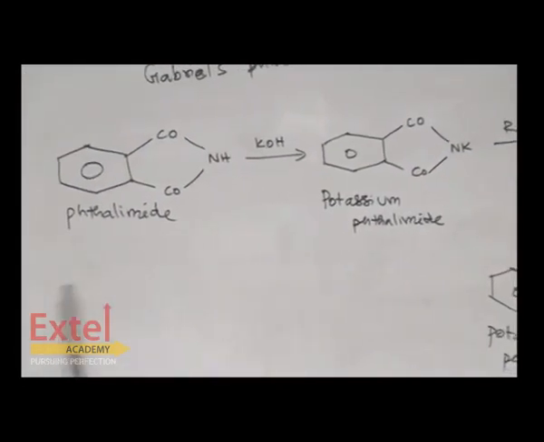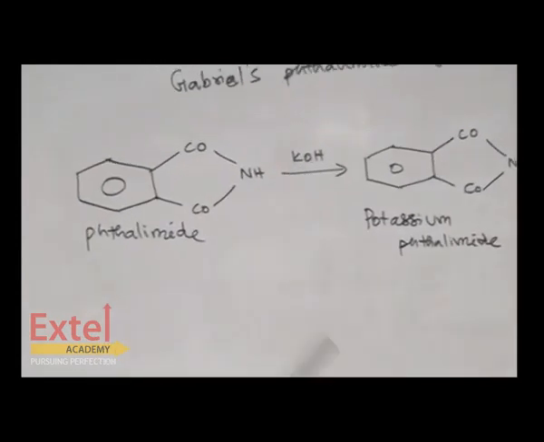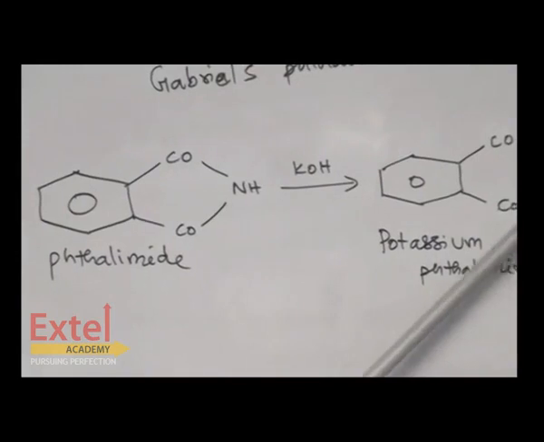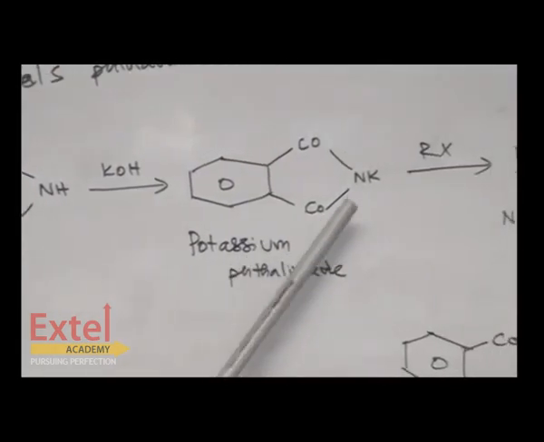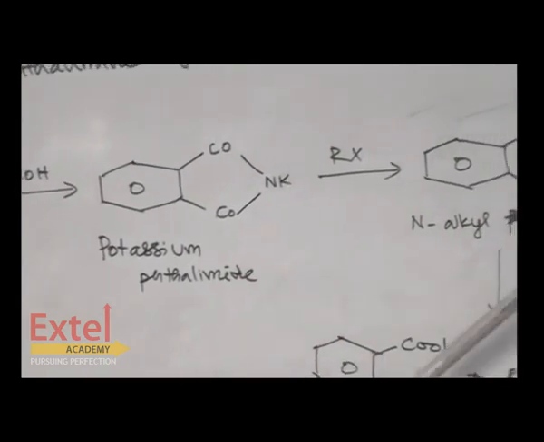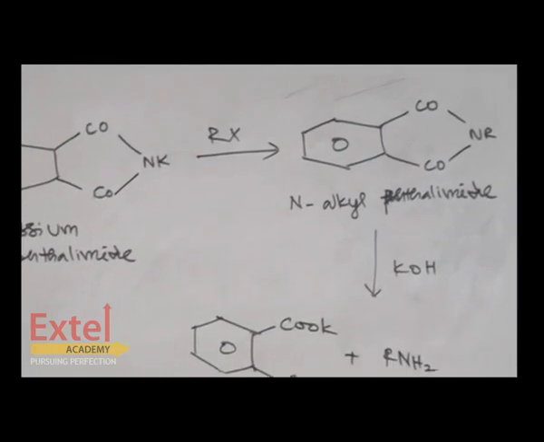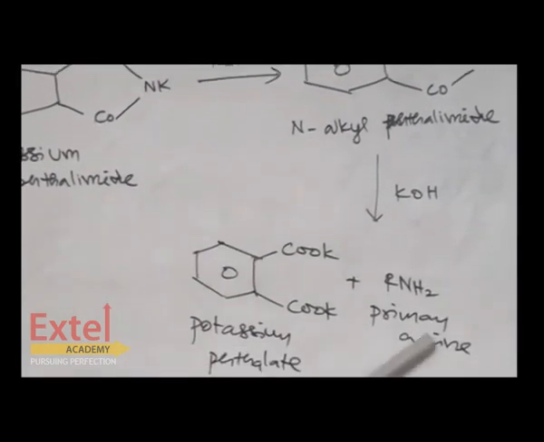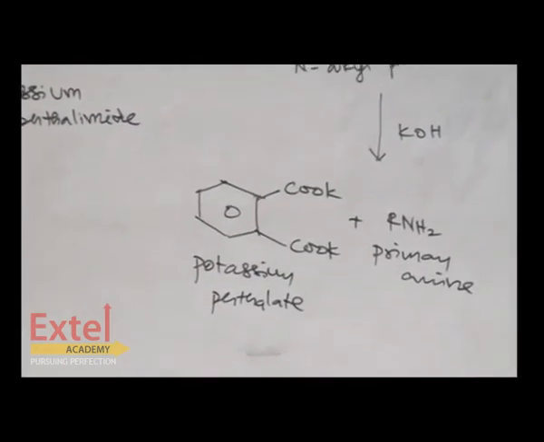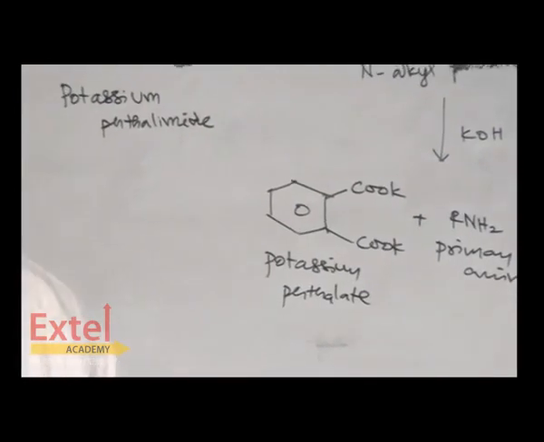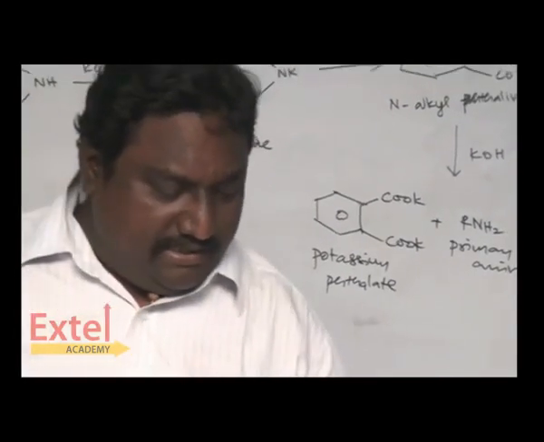Let's see once again from the beginning. Phthalimide having an H treated with KOH, the H is replaced by K, and you have got potassium phthalimide. Further it reacts with RX, so K is replaced by R, you are getting N-alkyl phthalimide. Further treated with KOH, you are getting the primary amine at the end. By this method, the primary amines are efficiently formed.